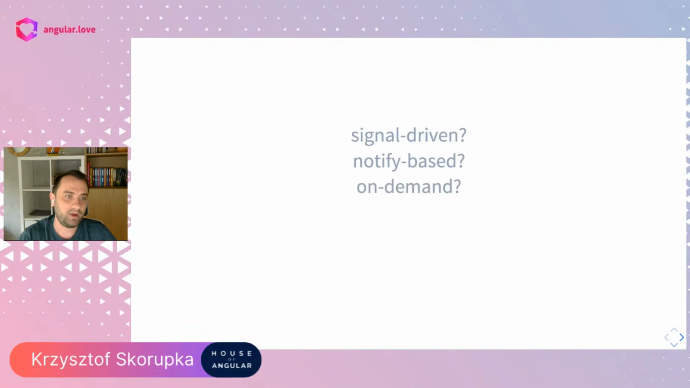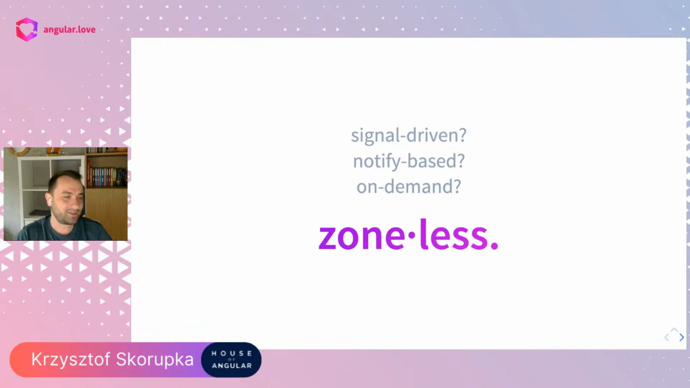So we could have called this new word something like signal driven, or maybe notify based, or maybe on demand. But we didn't. We called it zoneless. So zones are so deep in Angular that even the thing replacing them is still defined by their absence, right? It's still named after that. That's an irony, isn't it? But this just shows how important zones were and how significant this transition, this shift really is.